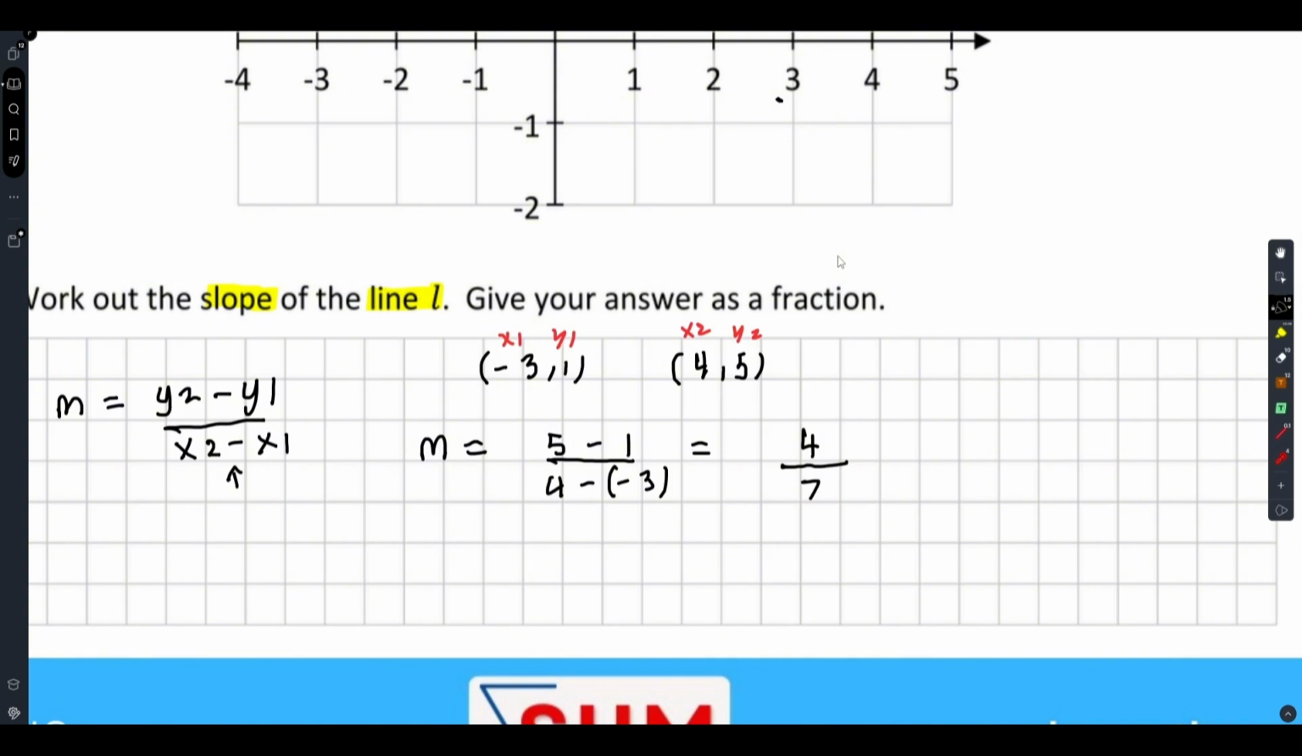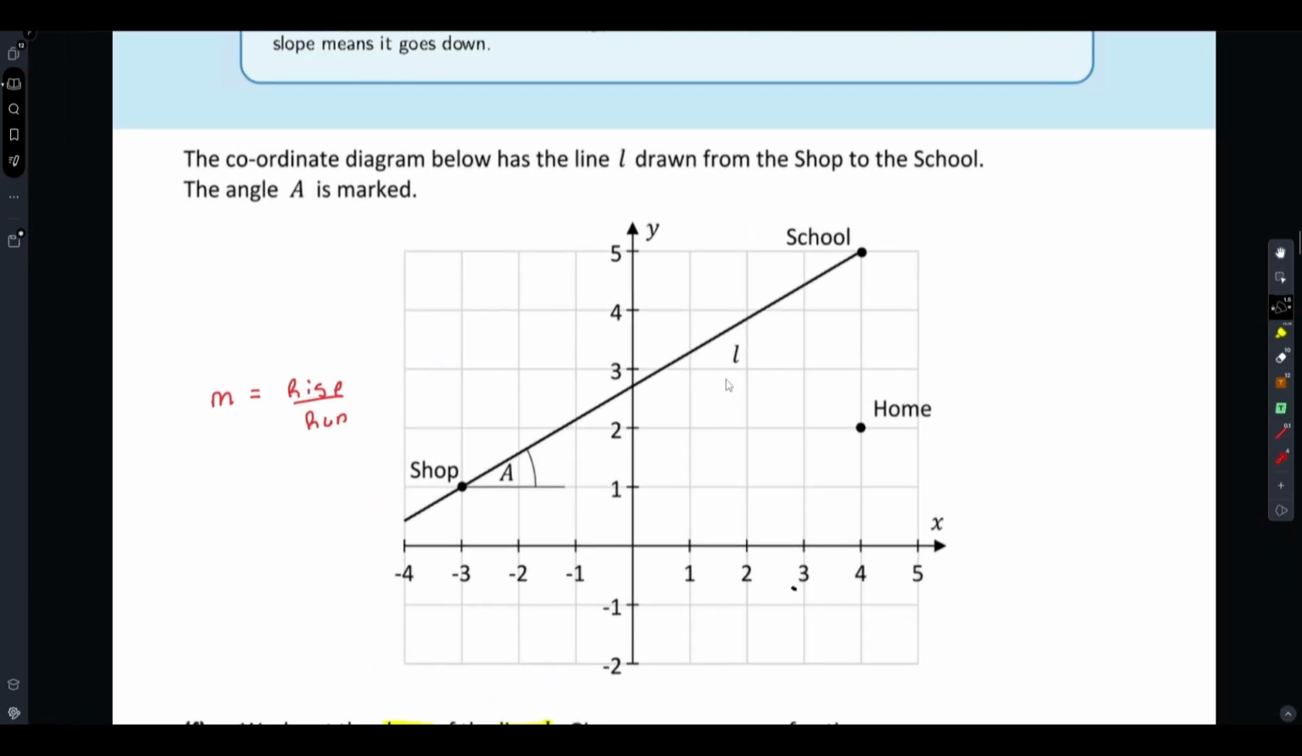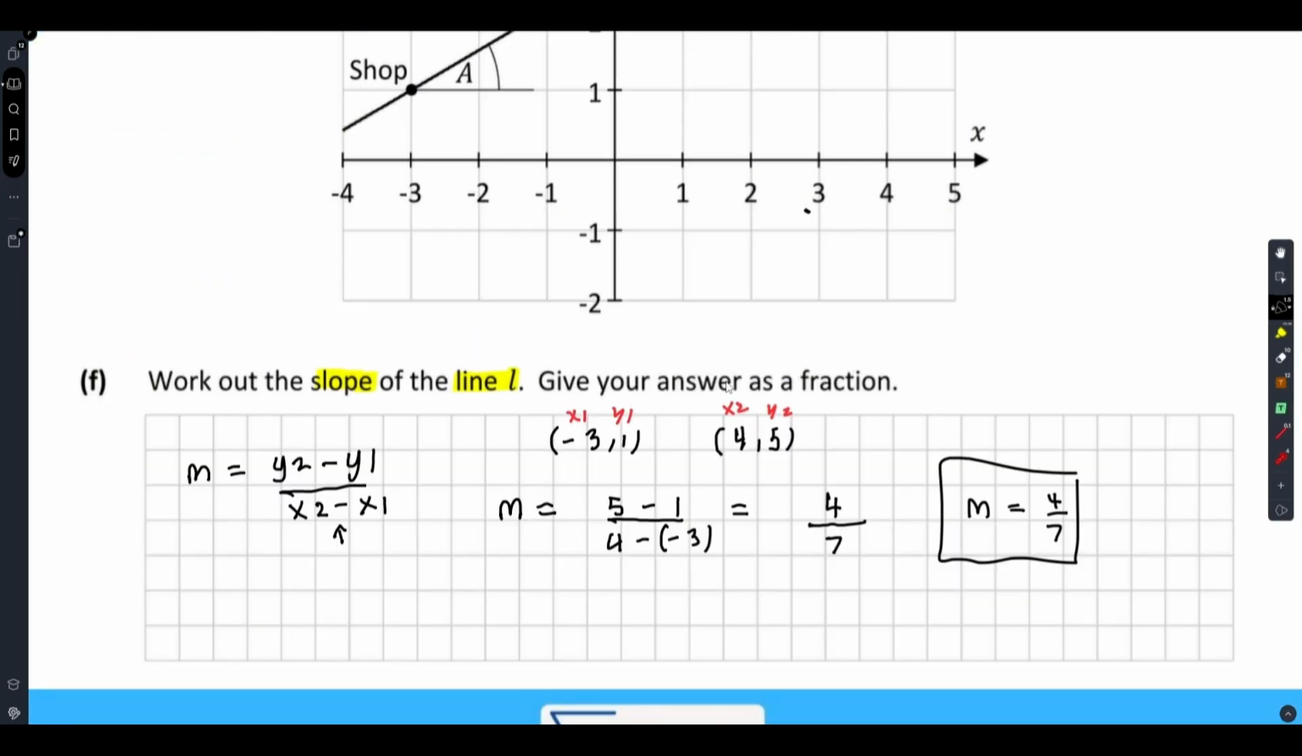So the slope of that line L, give your answer as a fraction, so we'll just leave it as that, is 4 over 7. So intuitively, what does that mean about this line L? So we can approximate 4 over 7 just to see what it is. If we do 4 over 7 in our calculator and change it to decimal, it's roughly 0.57, okay?